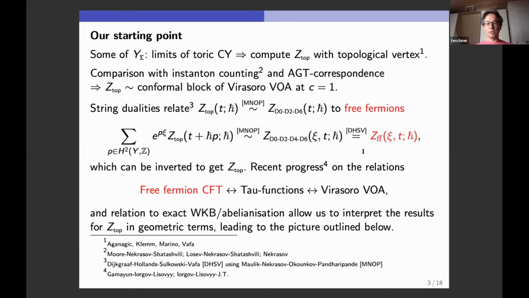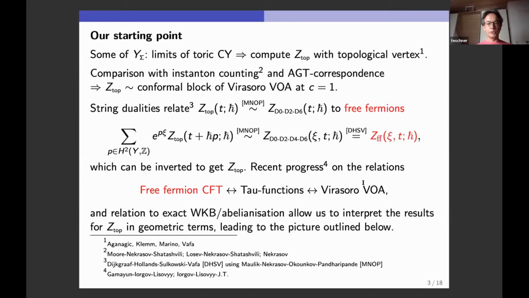So this would be nice in reducing really the computation that we want to do to the computation of free fermion partition functions. And of course this could bring into the game all the nice relations between free fermion partition functions, tau functions, integrability, and so on and so forth. And some modern variant of this plays indeed an important role in our story. Let me stress that, in general, you can invert this relation. So you should be able to recover the Z_top by inverting this relation from the free fermion partition function. And that is the attitude we're taking here.